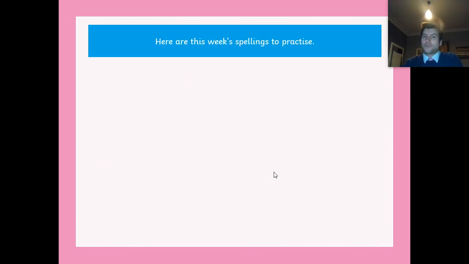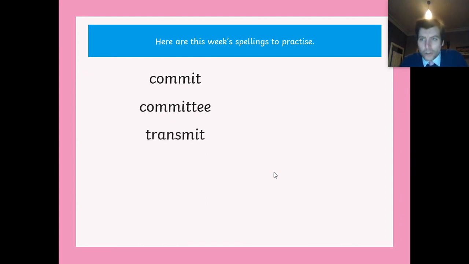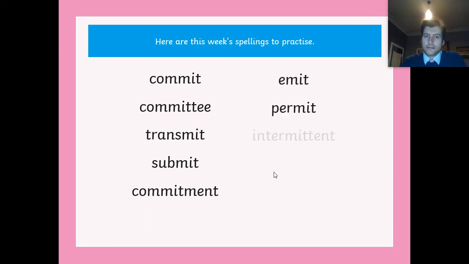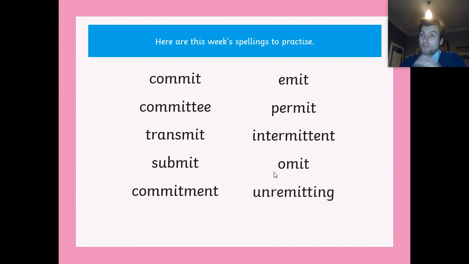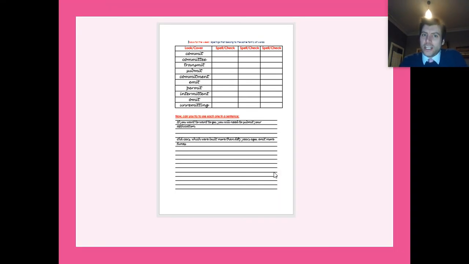Now what I'd like you to do is to practice them. First of all, you've got commit. So I'll say it, you say it. Commit, committee, transmit, submit, commitment, emit, permit, intermittent, emit, and unremitting. So we've got those 10 words which I'd like you to initially just say. Once you've done that, you're going to get your sheet. You're going to look at the ones on the left-hand side. You're going to read them 5, 6, 7, 8 times.